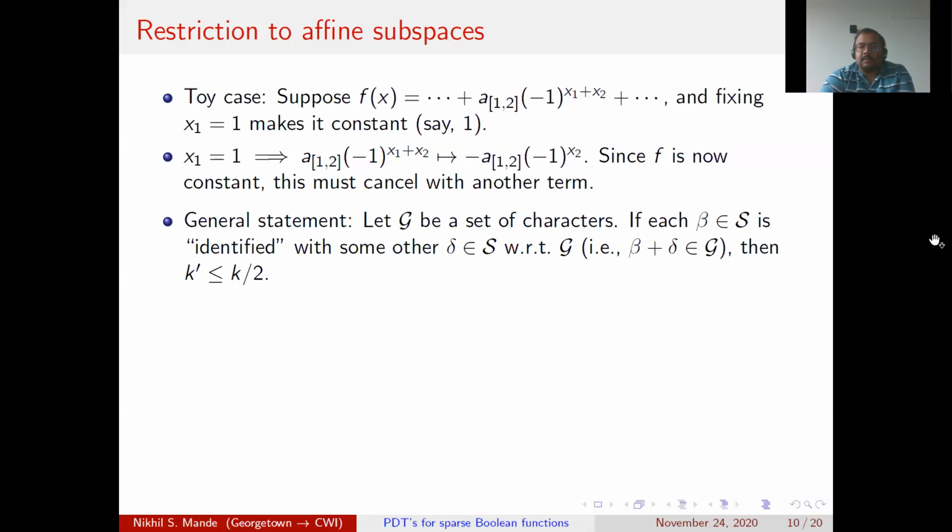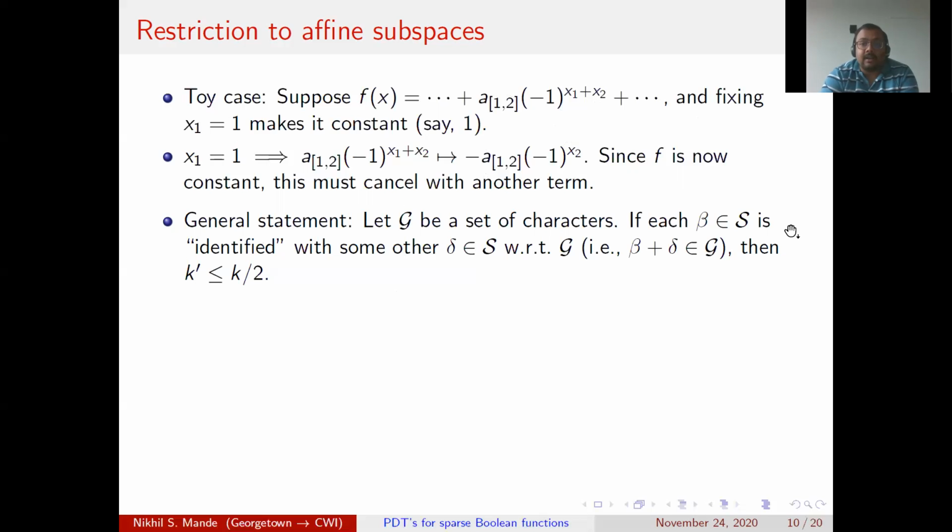So in general, this is the statement. If you have a set of characters, in this case the character was just x1, and if each beta is identified with some other delta. This might be a lot to take in, but I'll just give you an example in a line. Basically, if there are two parities which get identified under this set of characters. So in this example, the parity minus 1 to the x2, on fixing x1 equal to 1, would remain minus 1 to the x2. But also minus 1 to the x1 plus x2 would also be a constant times minus 1 to the x2.